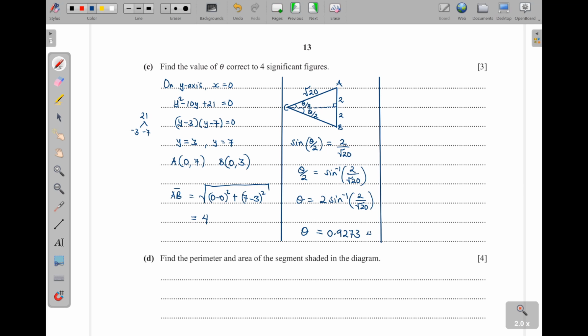0.9273. Those are 4 significant figures. As simple as that. Alternatively, you could do it this way. This one here is a triangle which is not right angled, the whole of it. So I need to find theta here, okay?